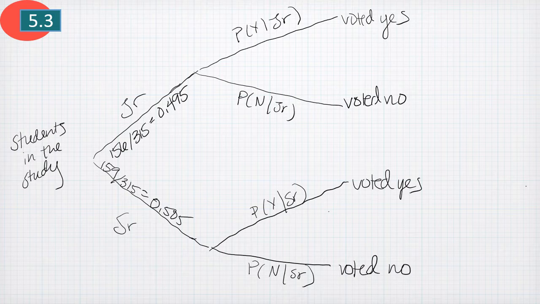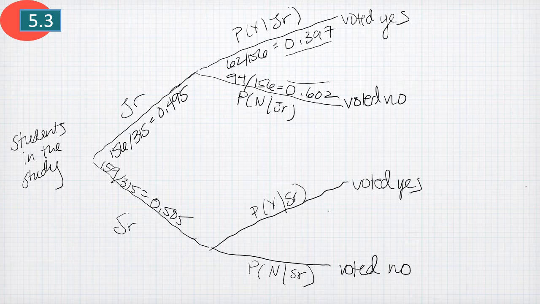So for yes given a junior, I would look at this and be like, well, there's 62 juniors who said yes out of a total of 156 juniors. So that's 0.397. For the no's, there were 94 that said no out of 156. So that's a total of 0.602. Now it's lost a little bit, but notice if I add this plus this, I should get 100. That's going to be important later on.